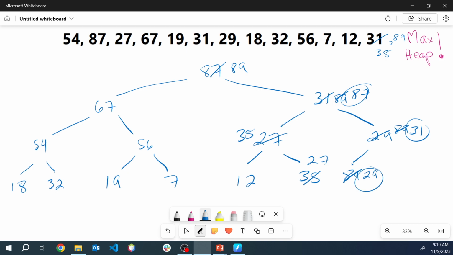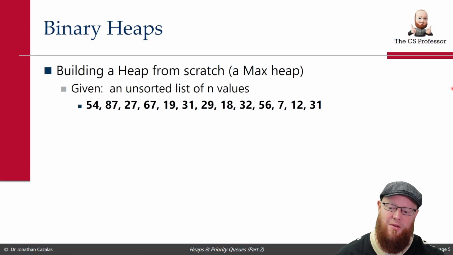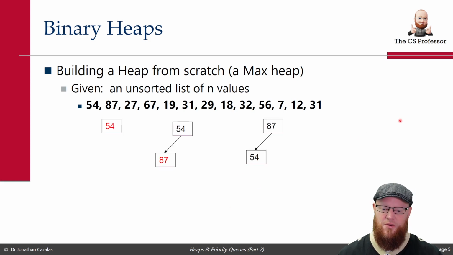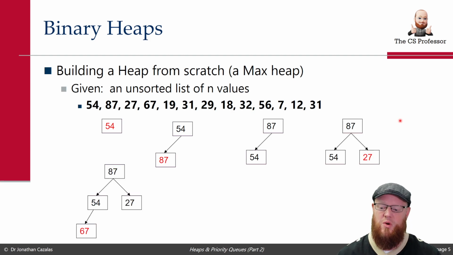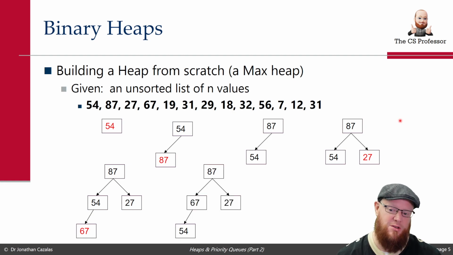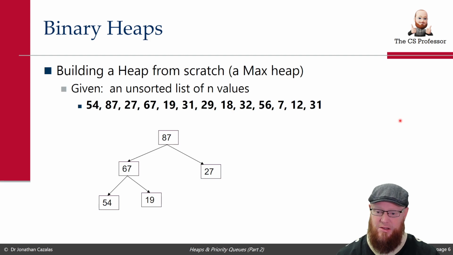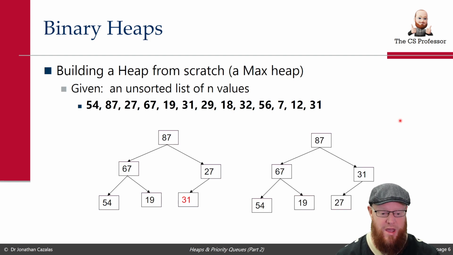So that's seeing it on the tablet. I'm going to very quickly click through it here on the slides. We insert 54, then 87, they then swap. We insert 27, no swaps needed. Insert 67, and now we have a problem. We have to make the swaps. Insert 19 next, it's solid. Now we insert the 31, we have a swap.